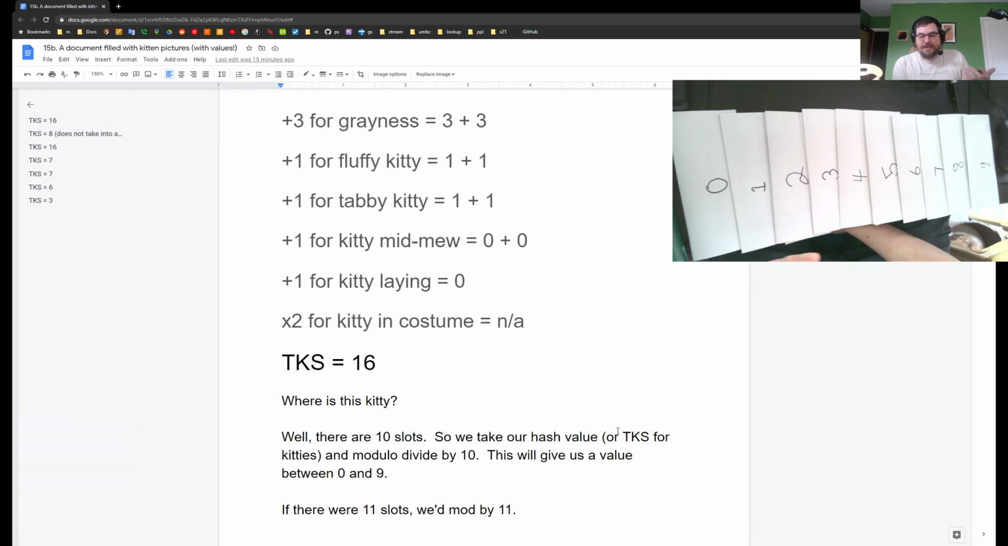So where is the kitty? 16 mod 10 is 6. So let's see. This is one operation, right? We computed the total kitty score, and then we mod it by 10, that's constant time, to get 6. We're doing an array access, so we're only looking at 6. So currently we are still hanging out at constant time.